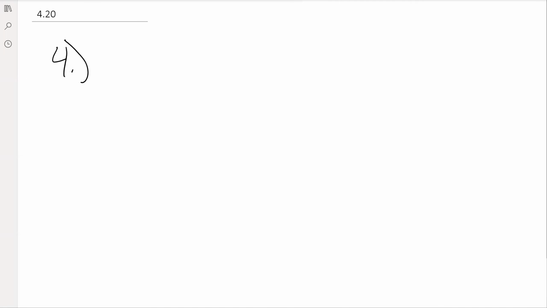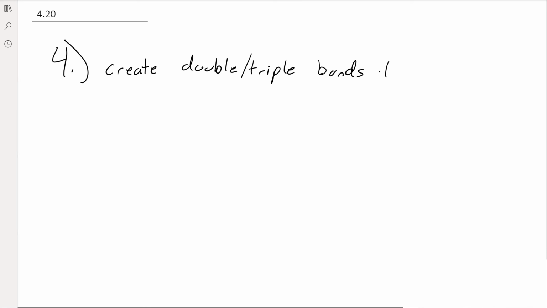Right, so now that we've got our single bonds in there, the next thing we're going to want to do is create double and triple bonds. We can't have more than triple bonds, never draw quadruple bonds. To do this, we want to do 2 things. The first thing we want to achieve is to fill octets. Remember, that's more important. And then the second thing we want to do is minimize formal charge.